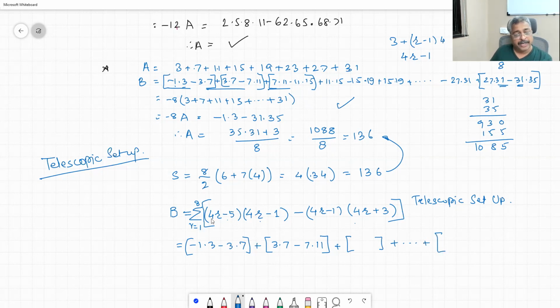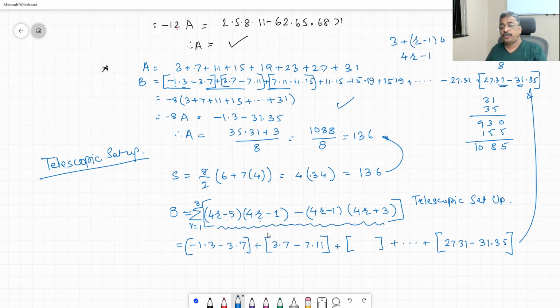If I put r is equal to 8, 32 was a 27 into 31 minus 31 into 35. This is what I get here. So I should be able to write down in general something like this, which we will call the telescopic setup is done.